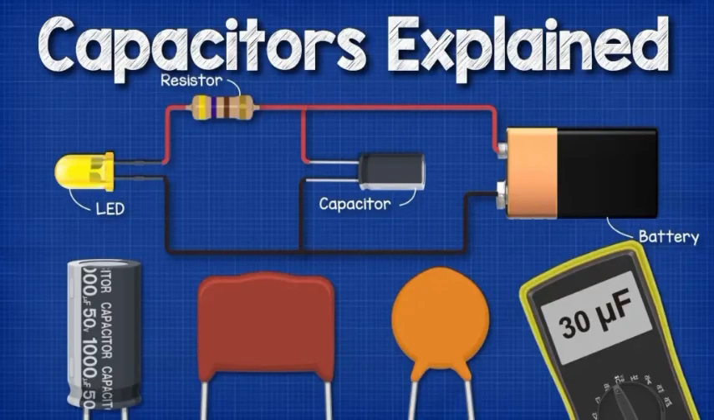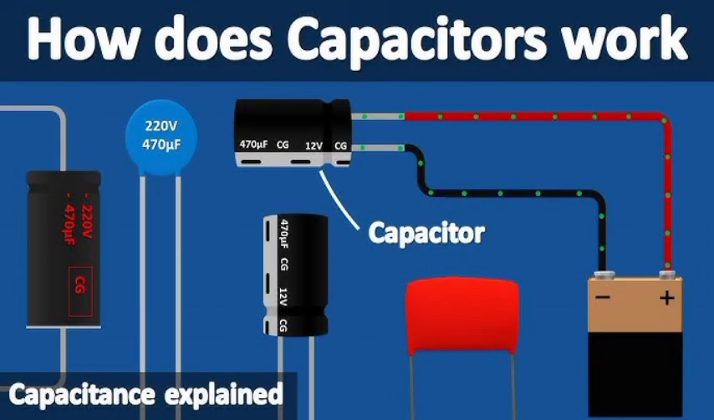Applications. Power supply filtering, used in AC to DC rectifiers to smooth voltage fluctuations. Coupling and decoupling, allows AC signals to pass while blocking DC in audio and RF circuits. Energy storage, used in flash cameras, UPS systems, and high-power applications. Timing circuits, used in RC timing circuits for delays and pulse generation.